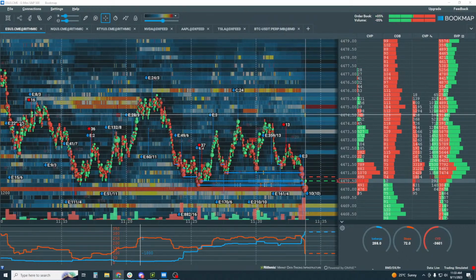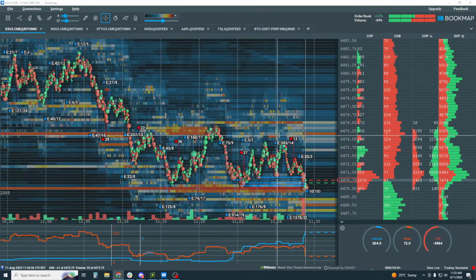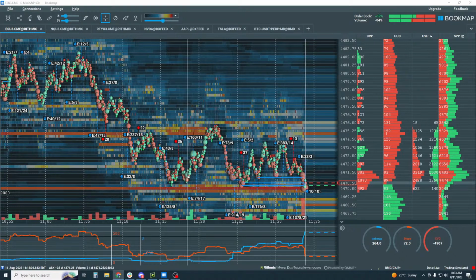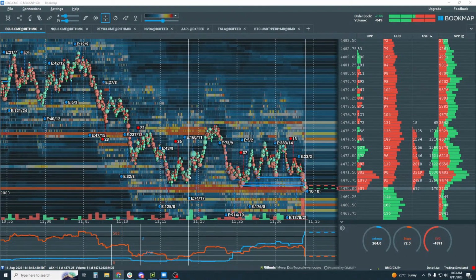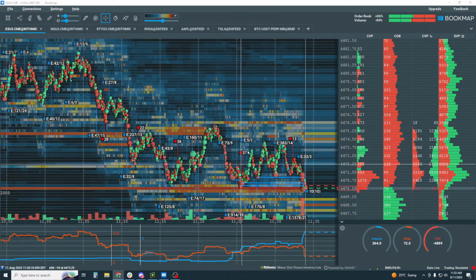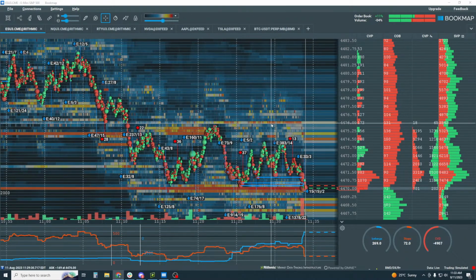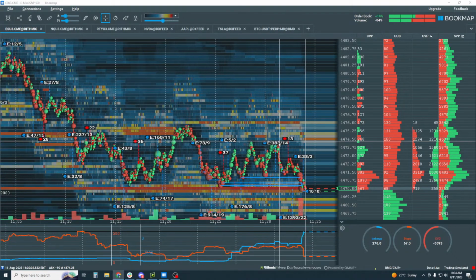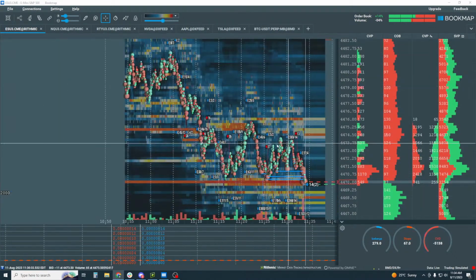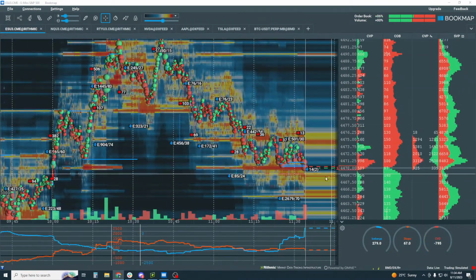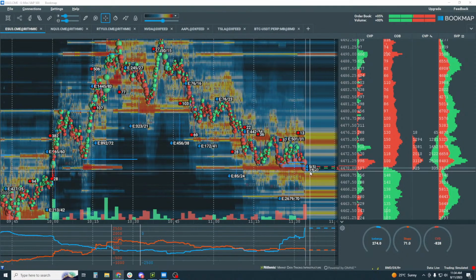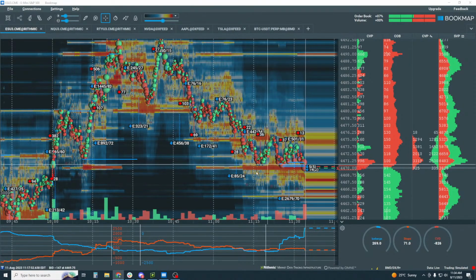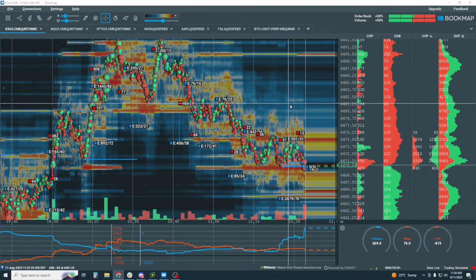Okay, so there's the 70 level. Yeah, I would have been out, I would have lost 1.5 points on that, but I wouldn't have had to put up with all of this back and forth in here. Anyway, it's up to you. And there's still justification for this to continue to the downside here.